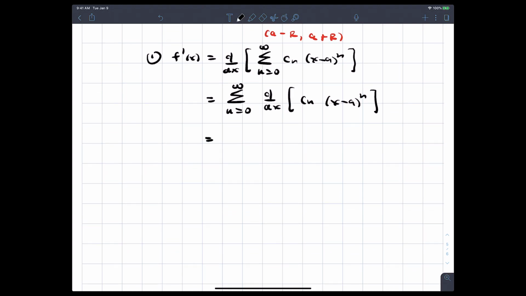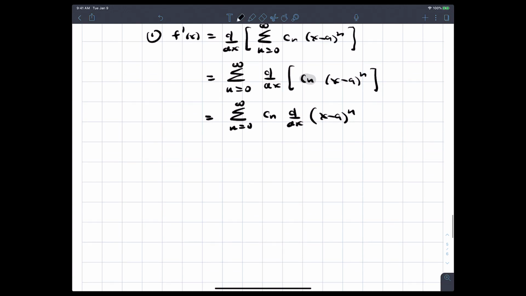Now, furthermore, I can say to you, we'll have C_n d/dx. I pull out the constant here. Remember, C_n is a constant. I can pull that out by properties of derivatives. And so now I'm right here.